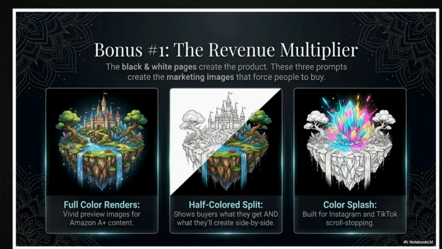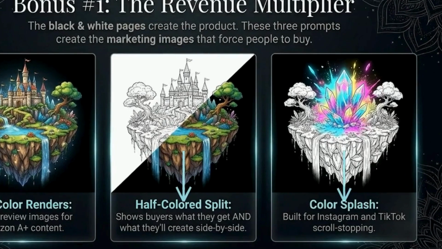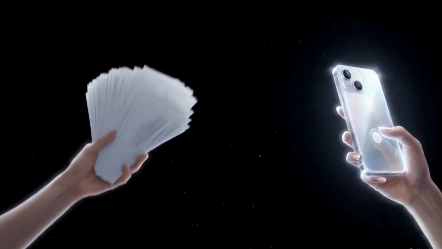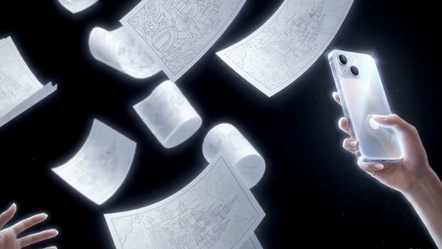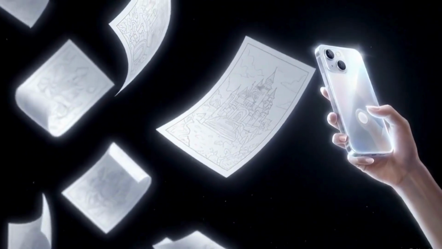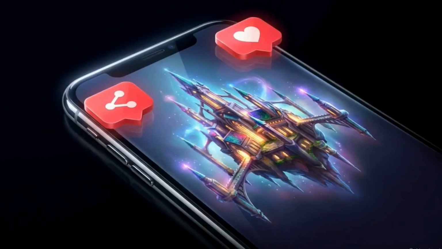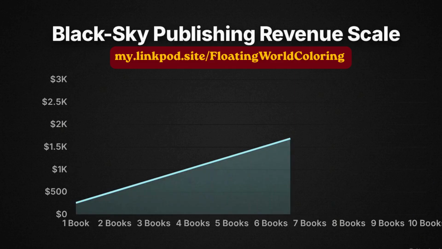These panels show the revenue multiplier marketing prompts included as a bonus to handle that problem. The half-colored splits and color splash images are specifically built to create scroll-stopping content for visually driven platforms like TikTok and Instagram. The final trade-off is this. Realizing maximum revenue requires layout effort and off-platform marketing. You cannot just compile a PDF and wait. While the prompt pack solves the creation and algorithmic thumbnail bottleneck, you still must actively drive external traffic to maximize success. Let's analyze the financial math and projected return on investment for this specific publishing strategy.